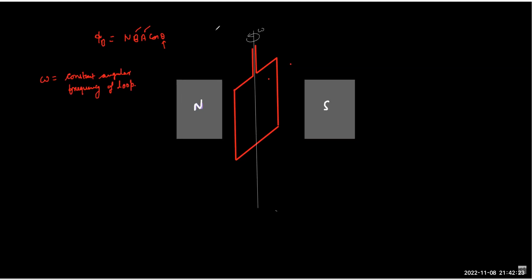And we know that the north and south pole of the bar magnet will create a uniform magnetic field. Of course, it will be three-dimensional, but what we are drawing here is a two-dimensional picture. In the very beginning, let me assume that the area vector of the loop, which is always perpendicular to the plane, and the direction of the magnetic field are parallel to each other.